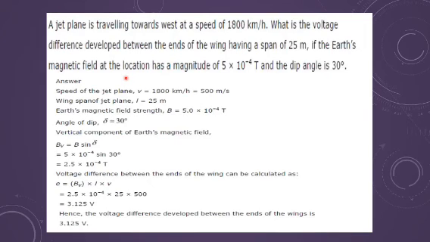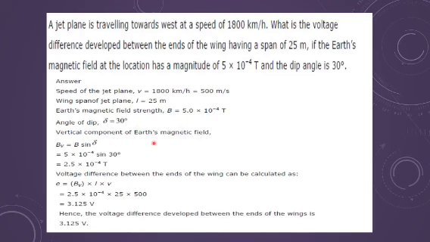the circular currents, rotating currents. The magnitude of the earth's magnetic field is given, which is again constant, 5 into 10 to the minus 4 Tesla. The dip angle is given to you, 30 degrees. So it means when it is moving in the west direction, you should be able to consider the directions north, south, east, and then west, and then you should be able to see the direction of the magnetic field. The dip angle is given as 30 degrees.